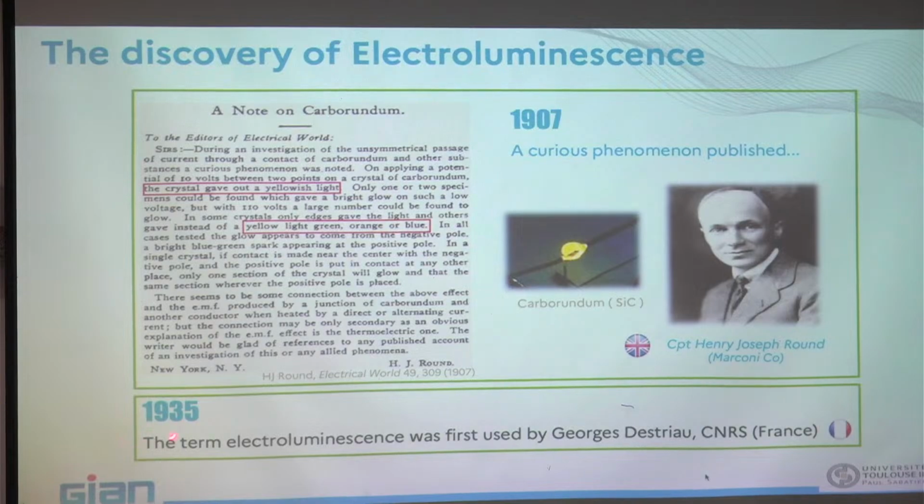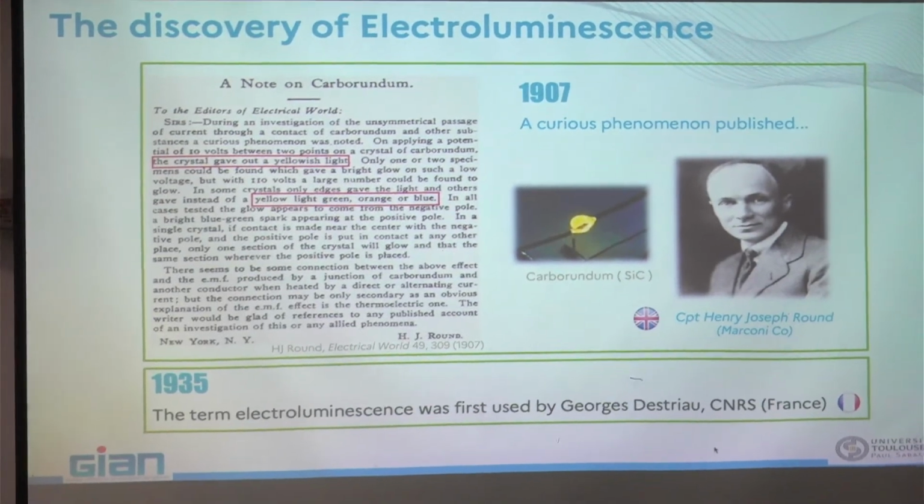I don't know if he had any contacts, but that is the discovery of electroluminescence. The phenomenon was called electroluminescence several years later, in 1935, by French researcher Georges Destriau at the National Center for Scientific Research in France. At that period, we didn't speak about electronics engineers or electronics. Round was not an electronics engineer, he was a radio electrician. That was the term used to designate an electronics person until the end of the First World War.